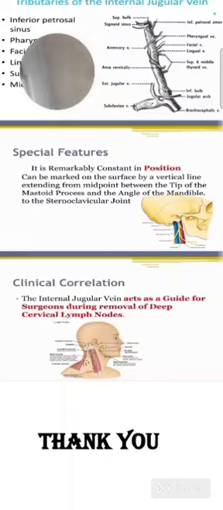So that's all about the position, extent and the branches of the subclavian artery, vertebral artery, carotid artery with its branches, and the veins, subclavian vein and internal jugular vein. So that's all about today's class. Thank you.